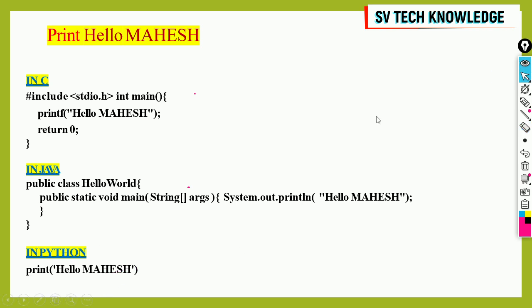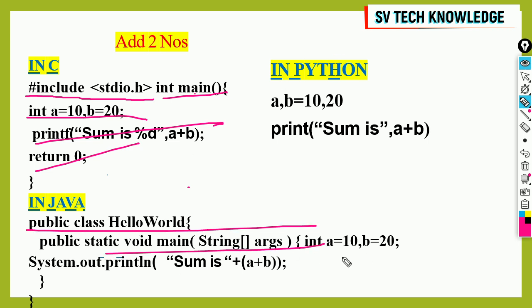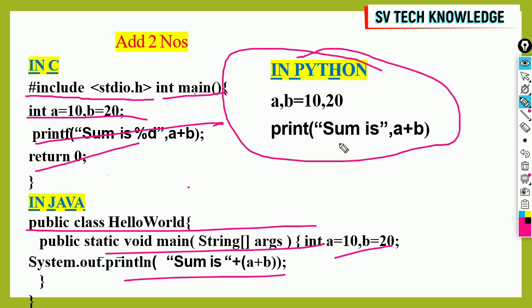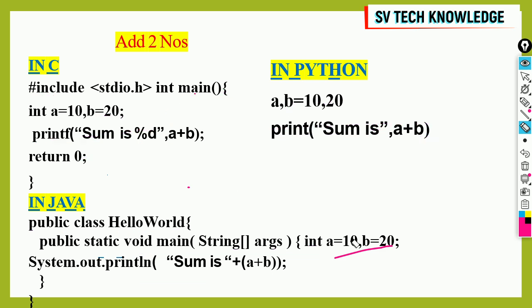We will see another example here. Adding of two numbers. In C, this is the program: 1 line, 2, 3, 4, 5 lines of program. In Java, 1, 2, 3, 4 lines of program, but in Python only 2 lines of program. I am taking two variables A and B, that is 10 and 20, and I am asking to add these two variables and print them. Like this, Python is a very simple and very easy language.